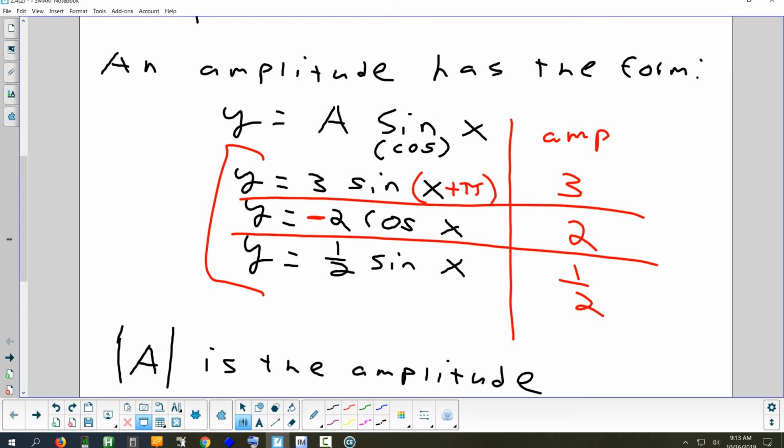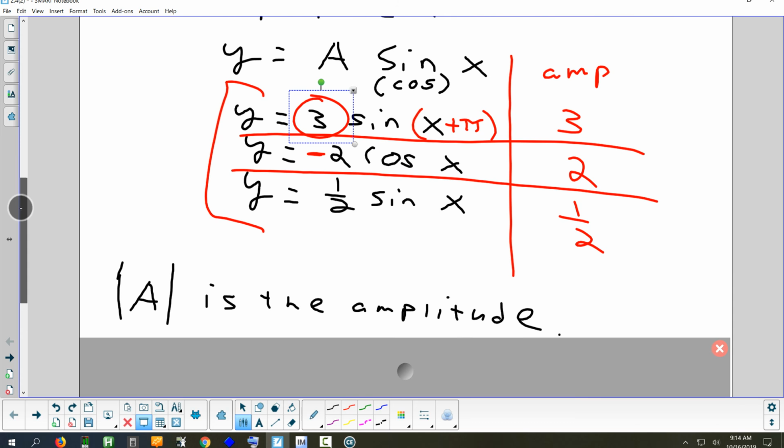So what's the amplitude? Yeah? Still 3. Doesn't matter if you move something left or right. You're not changing the height. The only thing that changes the height is changing that number right there. Okay? You can add all kinds of other stuff in there if you want, but that's the only thing that has to do with the height. Okay? So you got to know which number to focus on.